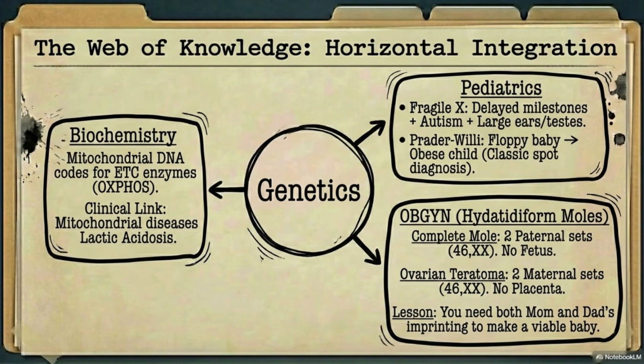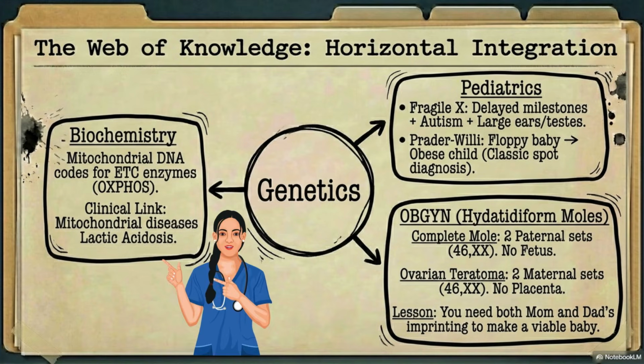Before we finish, let's link this to your other subjects. Biochemistry. Mitochondrial DNA. It is circular, double-stranded, no histones. It codes for electron transport chain enzymes for oxidative phosphorylation. This is why mitochondrial diseases cause lactic acidosis, where aerobic respiration fails.